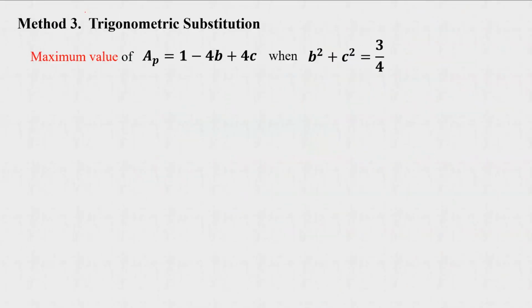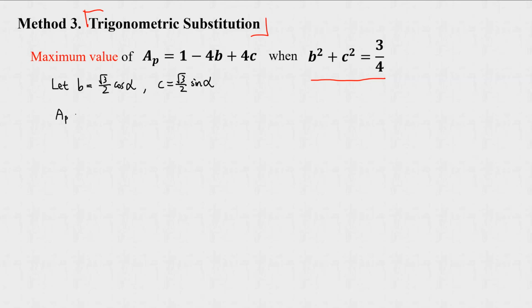We can think of another method, namely the trigonometric substitution. I have mentioned that we can think of b and c as coordinates of a point on a circle, and some of you may already know that the points on a circle can also be expressed using trigonometric functions. So getting straight to the point, let b equals square root of 3 over 2 times cosine alpha, and c equals square root of 3 over 2 times sine alpha.